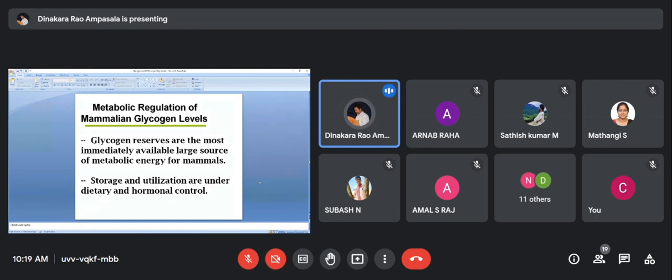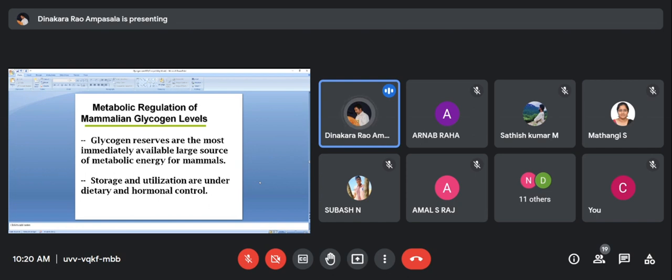Here, glycogen reserves are the most important available source of glucose energy for mammal cells. Okay, so if more glycogen particles are there, whenever a glucose molecule is required, instead of taking food from outside, they will immediately contact glycogen storage tissues to release the glucose molecule for its metabolic activities. Okay, so storage and utilization are under dietary control as well as hormonal control.